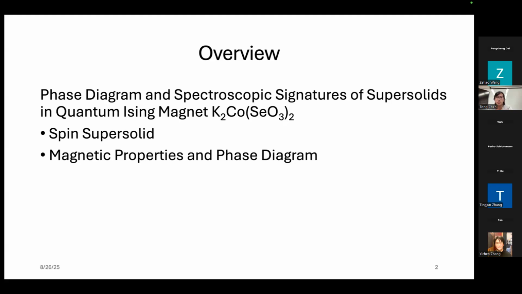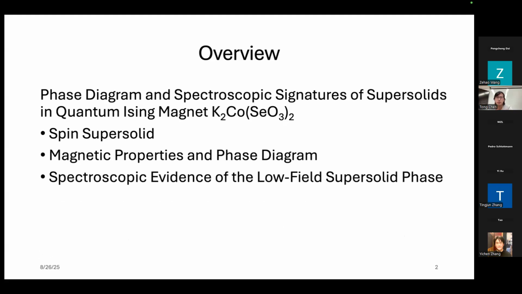Then we already know a lot about the system. But with neutron scattering, we can have spectroscopic evidence of the supersolid phase using neutron spectroscopy. And also with neutron scattering, we can precisely determine the spin Hamiltonian for this compound. So please ask questions as we go along.